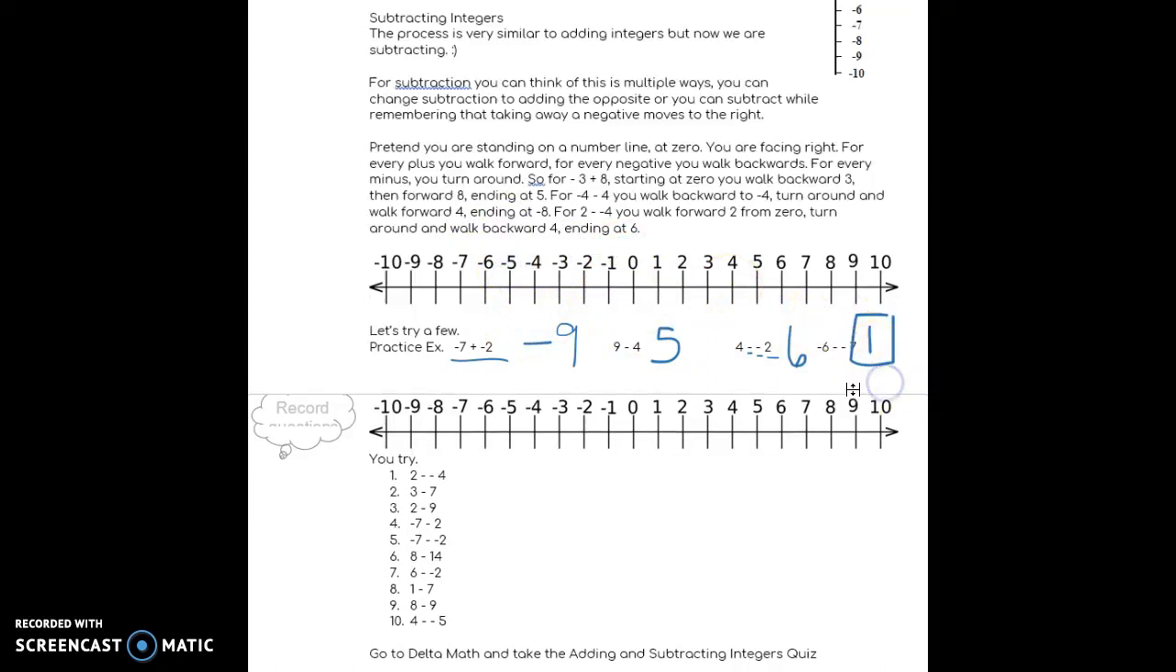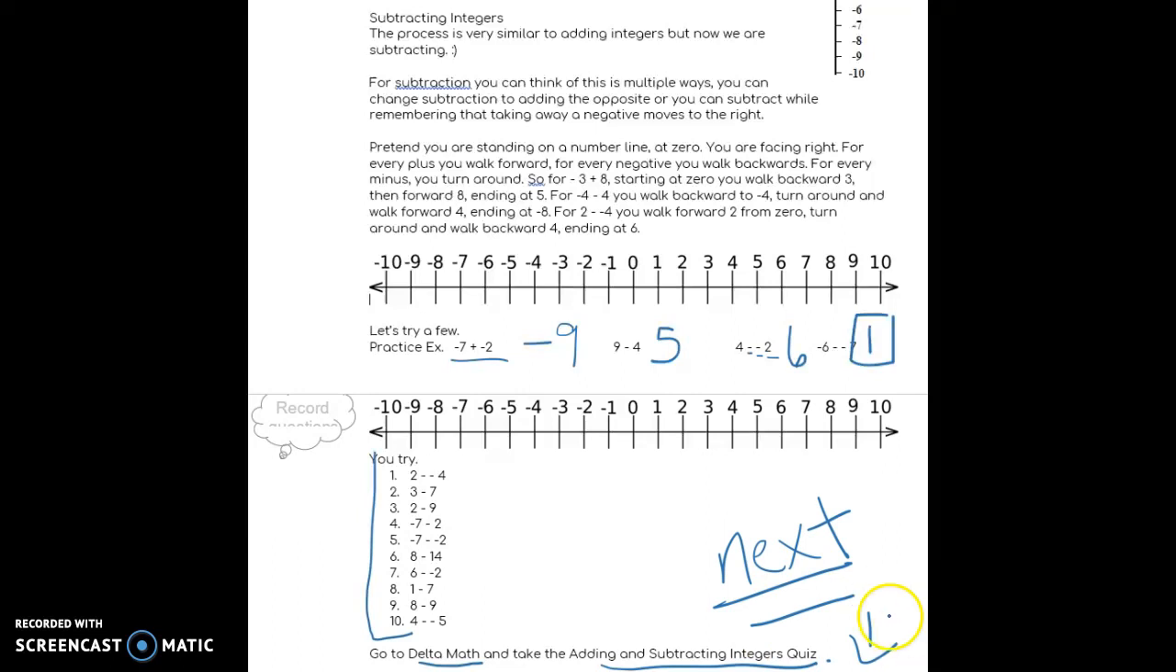Okay, so you need to do 1 through 10, right here. Once you finish them, you need to go to Delta Math and take the quiz, okay? Once you finish the quiz and you make 100 on it, you go to the next thing. You can either hit next in Canvas, or you can scroll down the page and see what's next, and go to that section in Canvas.